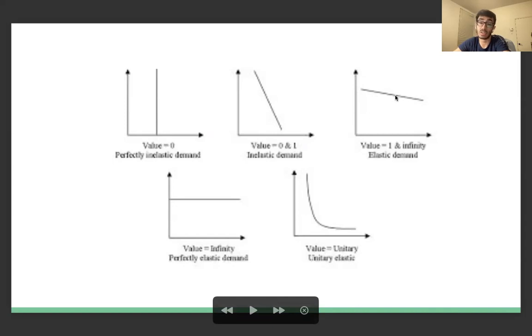On the other hand, for elastic demand, a small change in price can actually induce a big change in demand. So the percentage change in demand is more than the percentage change in price, and therefore your numerator is bigger in this case, and you get an elasticity of greater than 1. And this is the case of unit elasticity, where the percentage change in price is equal to the percentage change in demand.